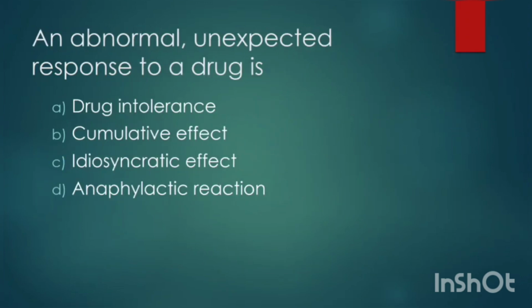An abnormal unexpected response to a drug is called as idiosyncratic effect. Idiosyncratic effect is an adverse reaction with an unknown mechanism, maybe fever, maybe skin rash, maybe neutropenia. What is an anaphylactic reaction? It is a severe drug allergy which can potentially lead to death.